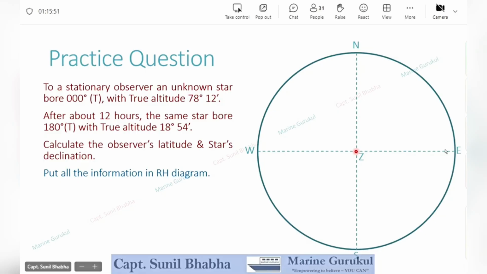The altitude which we require is 78 12. So from the horizon, going 78 12, somewhere here is going to be our star. So let's mark off this altitude in green. You can see the green color line on the plot now, representing altitude of 78 12. And this is where we have the star. So the unknown star is bearing 000 and it is at a true altitude of 78 12.